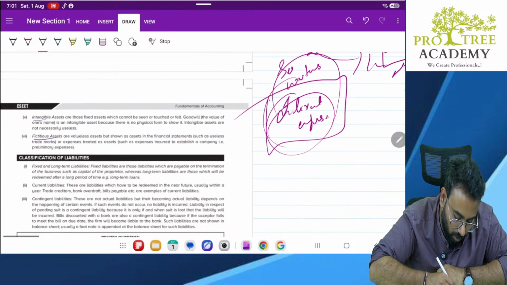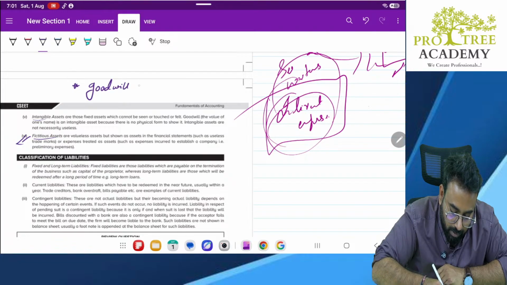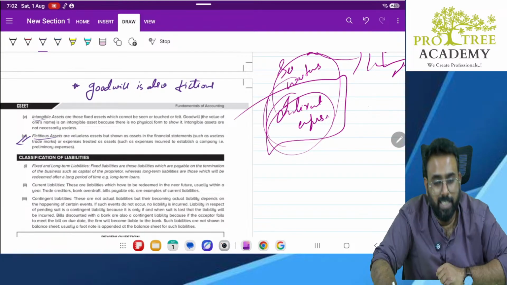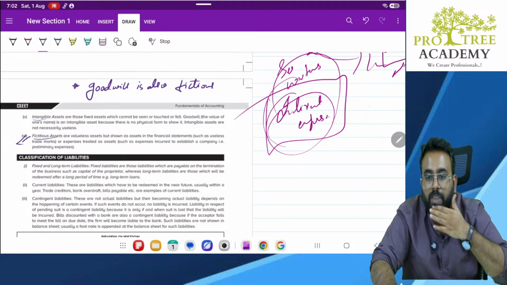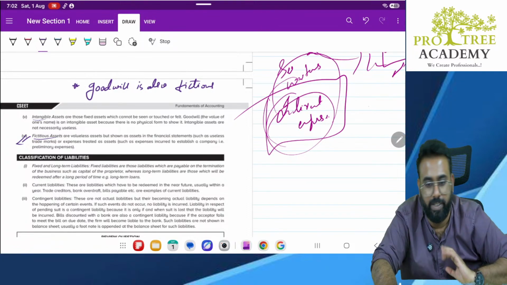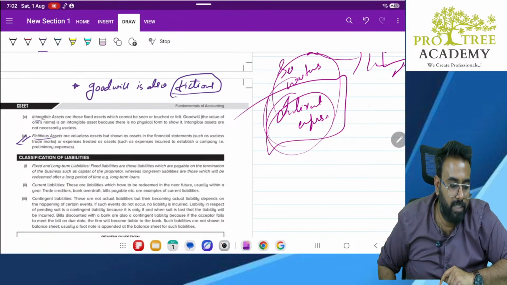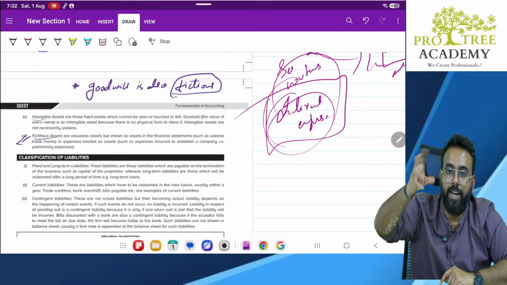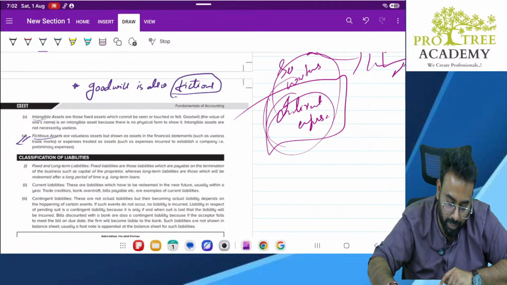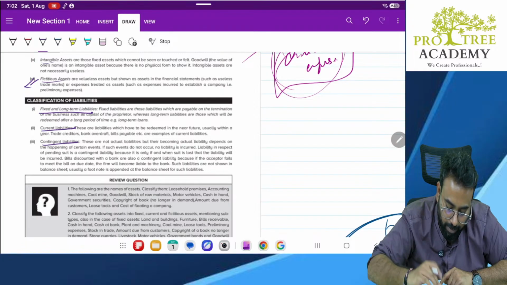See, your goodwill is also called a fictitious asset. Remember this point. Goodwill is also called a fictitious asset. Sir, what is this fictitious asset? Sir, a fictitious asset is nothing but there is no such asset. You have created it. You have only created the value of it. Such assets are called fictitious assets. There is no genuine value, but that value you have created. So those are called fictitious assets.